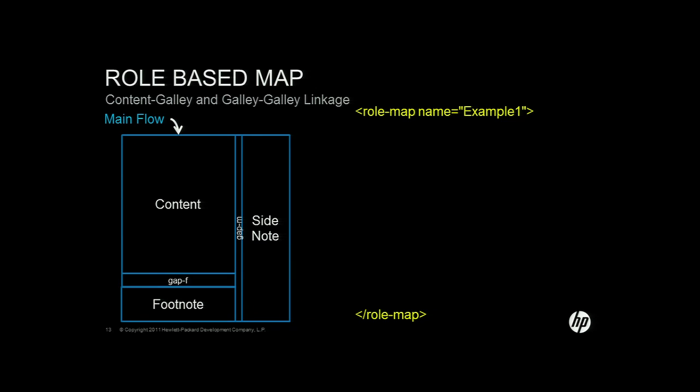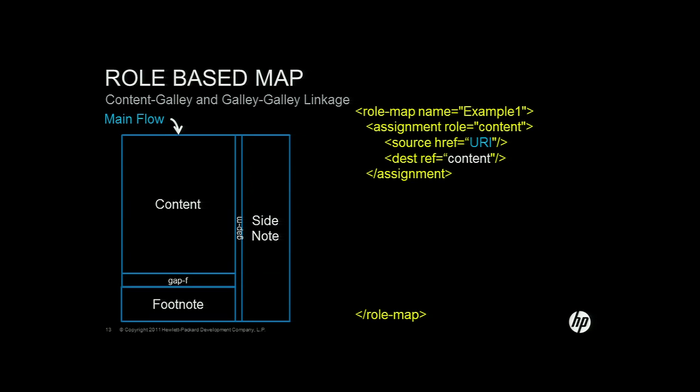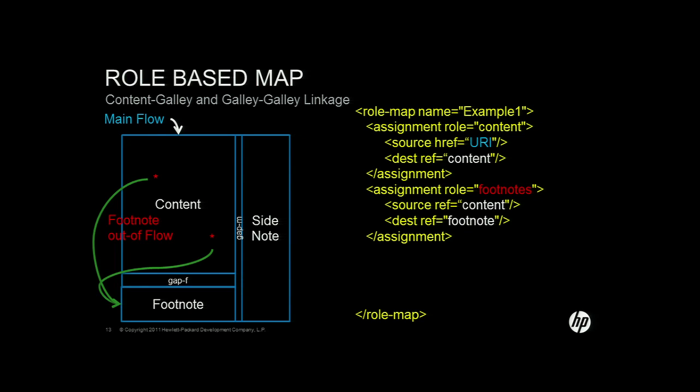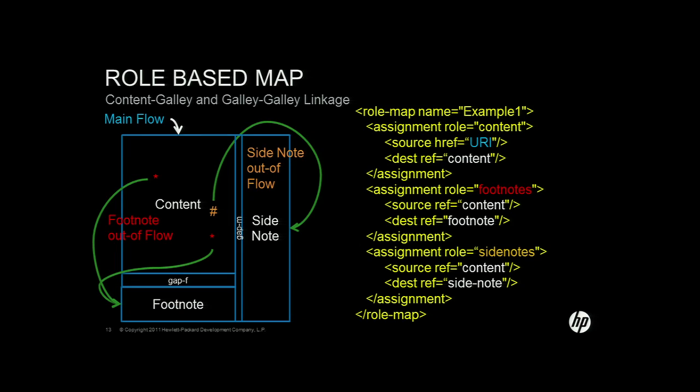So let's start with a simpler concept, the main flow. And I'm going to have a role which says content, and it says I take whatever URI I want, and I put it to a destination, which is my galley, associated galley with it. And then I keep going and produce other assignments. And now the role can be footnotes, for instance, and the content galley will be my source, and the destination will be my other galley, which is the footnote galley. And I can do the same with the side notes and so on and so forth.